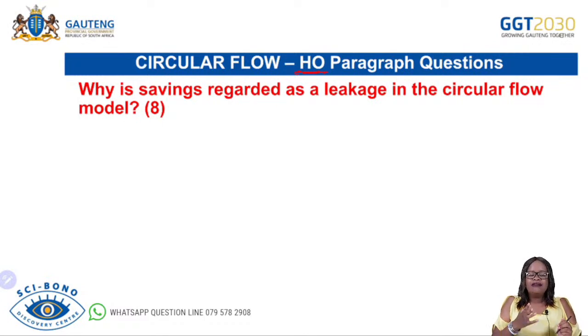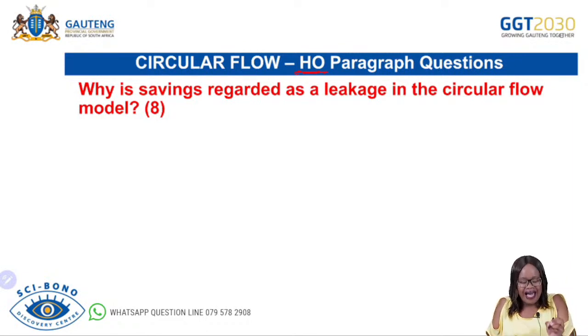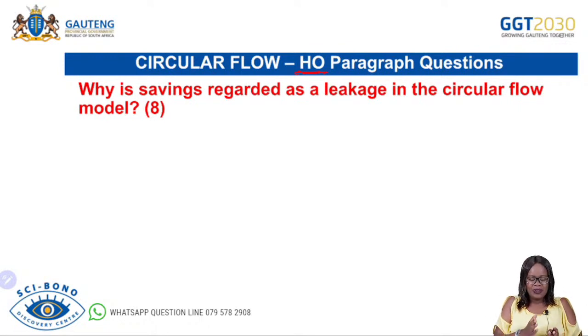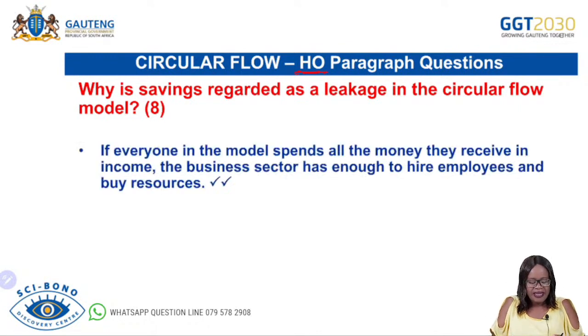Looking at the first example of the question that may be expected of us to answer, why is savings regarded as a leakage in the circular flow? And this is also for 8 marks, right? When we say why is savings regarded, we know that we were already told that savings are a leakage. But why are savings a leakage? What makes them leak the economy or withdraw from the economy? And now you need to think.